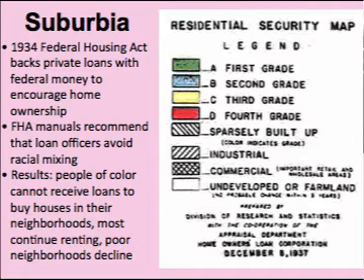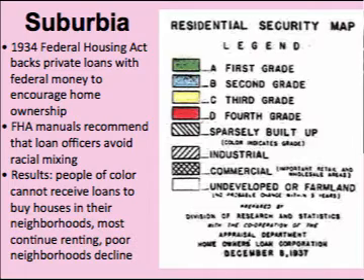So in 1934, with the Federal Housing Act, the government begins attempting to encourage home ownership. They want people to buy houses because buying houses is good for the economy, right? This is during the Great Depression. If people start buying houses, they're investing money in the economy and all of that.